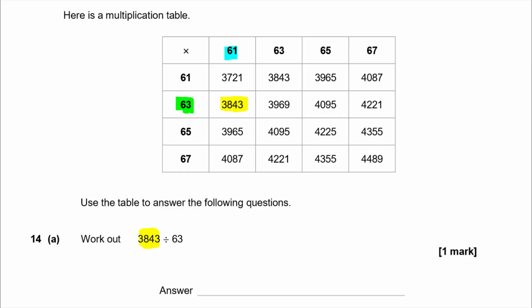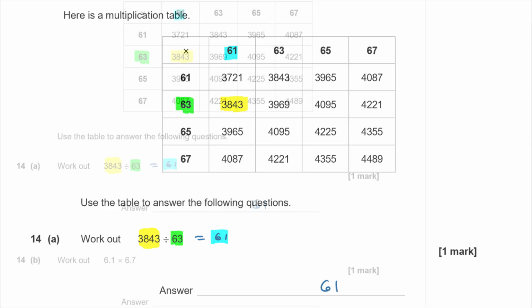Okay, so then if I'm dividing by 63, that big number, I'm going to be left with the other one, aren't I? I'm going to be left with the 61. Because if 63 times 61 is 3843, then 3843 divided by 63 is going to give me back the 61. So that one there is going to be 61.